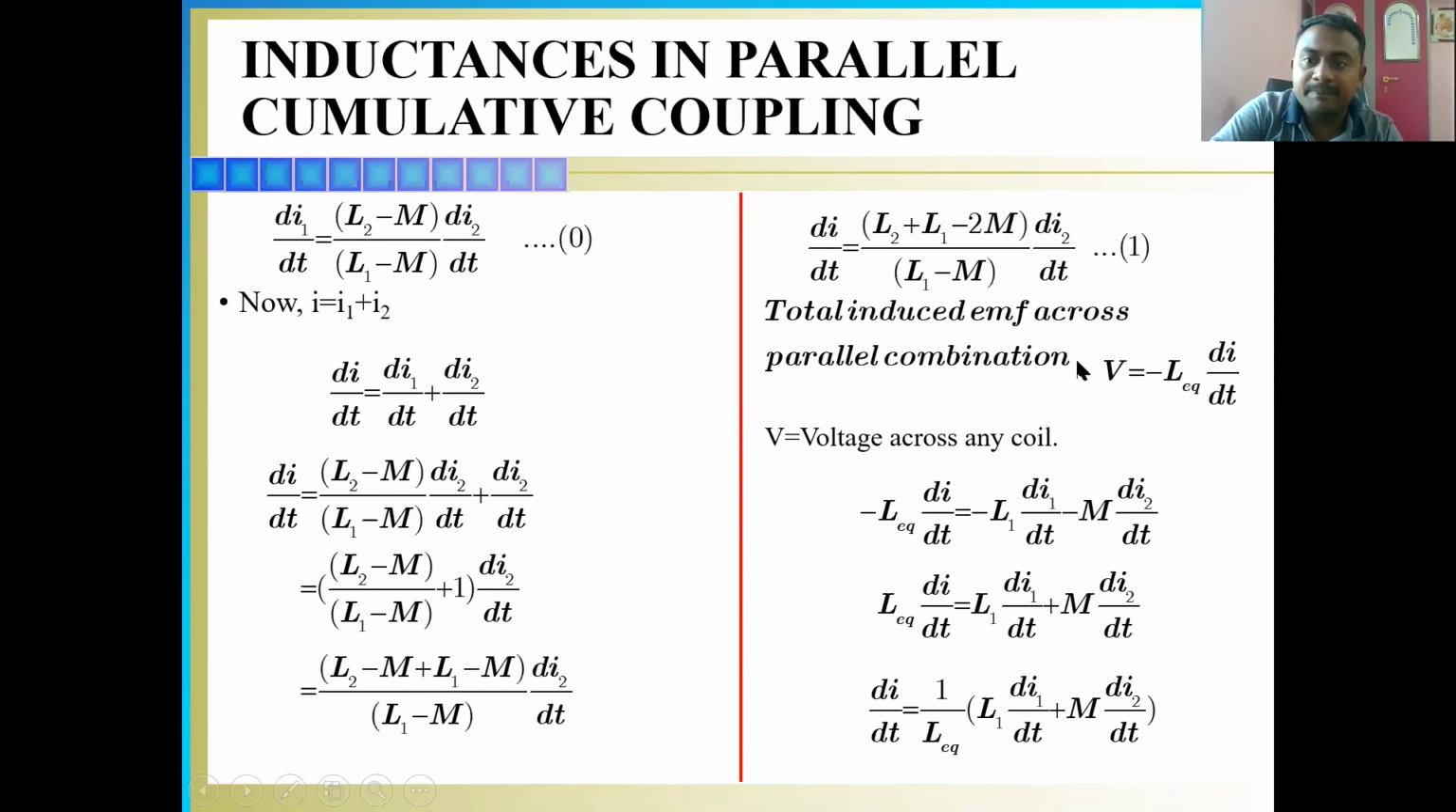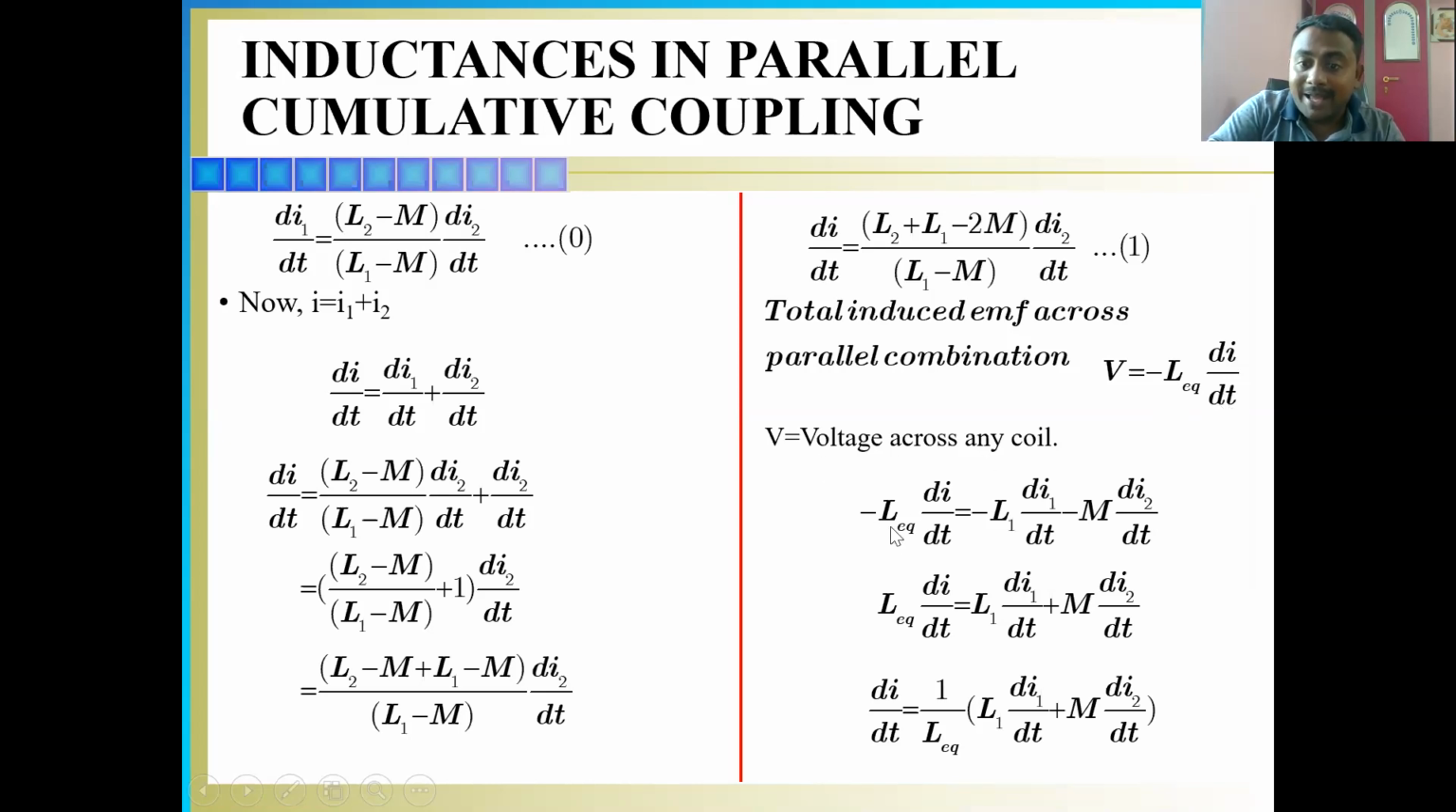I note this down as equation 1. As we know, the total induced EMF across any parallel combination is the total equivalent inductance times di by dt. So V equals L di by dt. Considering the total inductance of the parallel circuit, V equals L equivalent dI by dt.